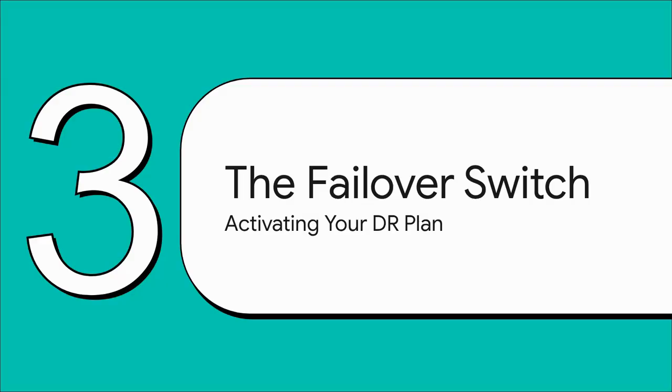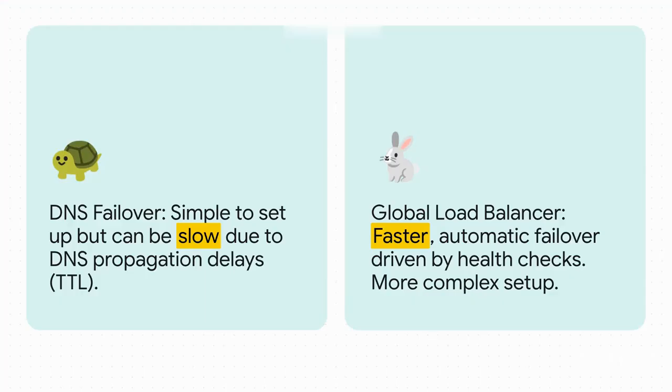Okay, so we've built it. Our primary region is running, our warm standby is sitting there waiting in the wings. But how do we actually flip the switch when disaster strikes? This part, the failover mechanism, is just as important as the infrastructure itself. In Google Cloud, you've basically got two main ways to do this.